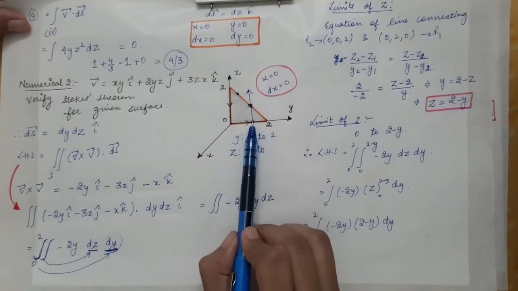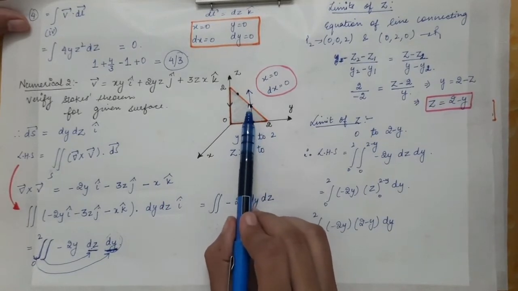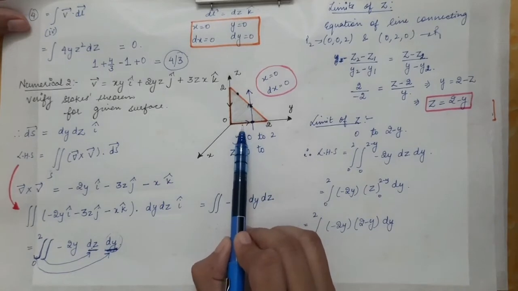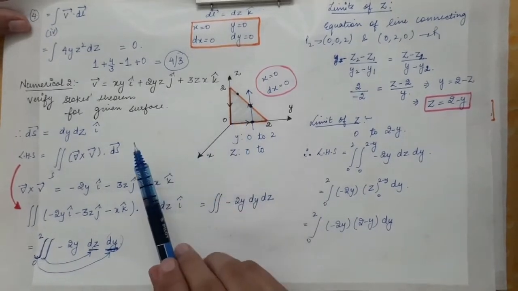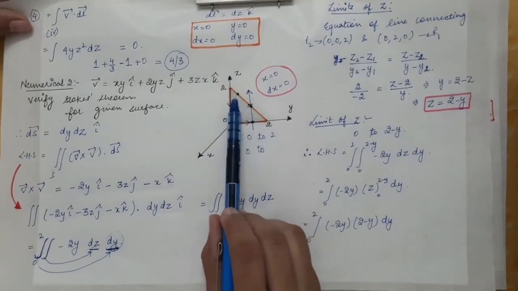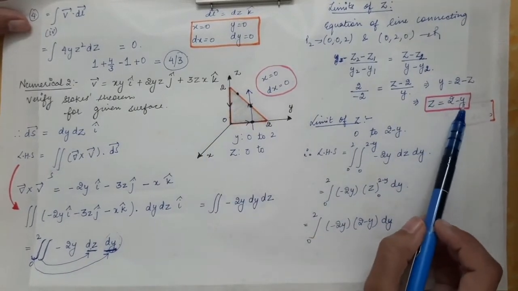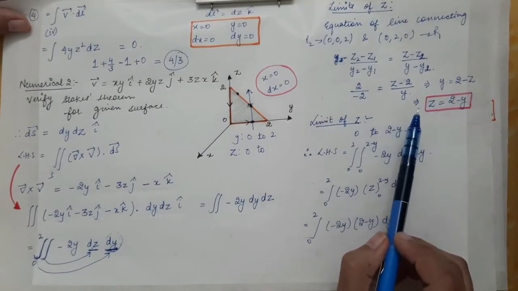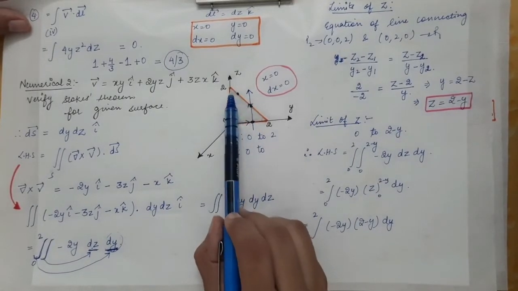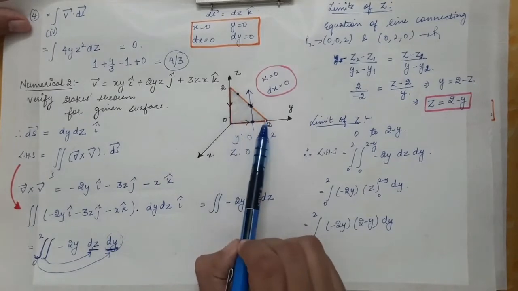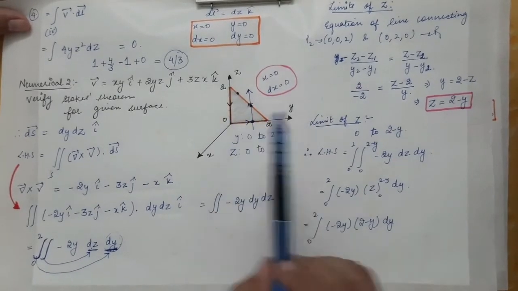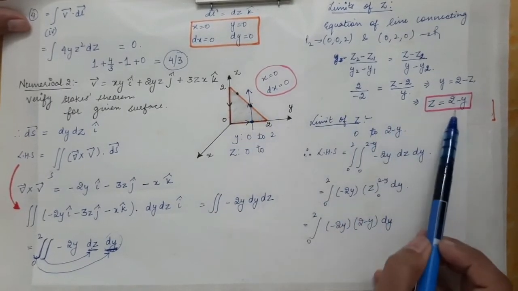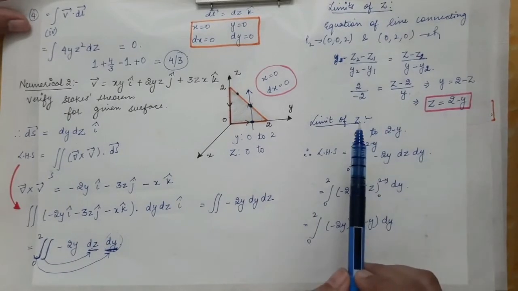So at this y coordinate, at this point, the upper limit will be something else. At this point of y, the upper limit of z will be something else. So the upper limit of z is given by 2 minus y. This is how the upper limit of z is decided. What we do is we find the equation of the line which is joining these 2 points, and the upper limit of z will be given by this equation of the line itself.